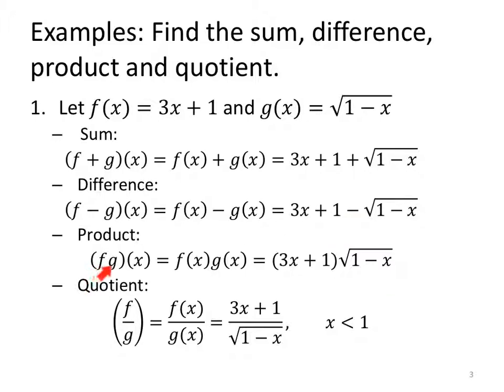The product, f times g of x, is f of x times g of x. It's important to use parentheses here because I want all of f of x to be multiplied by g of x. G of x is kind of an understood parenthesis because of the radicals around all of 1 minus x. But 3x plus 1, it's not an understood kind of package deal. So you have to put parentheses around it to say the whole thing is multiplied by the radical.